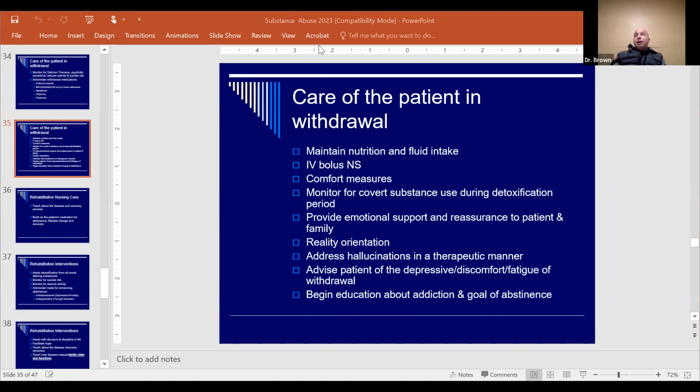Stay with the patient and reassure them that things are going to be okay. If they're having hallucinations, again, don't play into the hallucinations, but let them know that they're safe, that they're in the environment. And you want to let the patient know to tell you when they're feeling like they're going through withdrawal, not to hold back. The last bullet point, begin education about addiction and the goal of abstinence. This is not when they're going through withdrawal. This is when they're done and they can focus on what you're saying. And if they're not ready, hopefully they'll tell you.